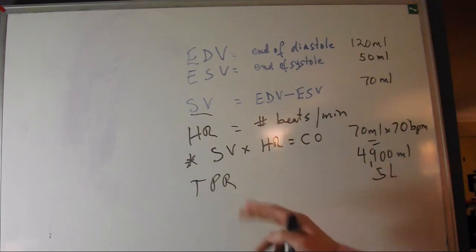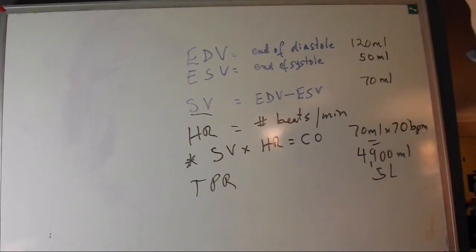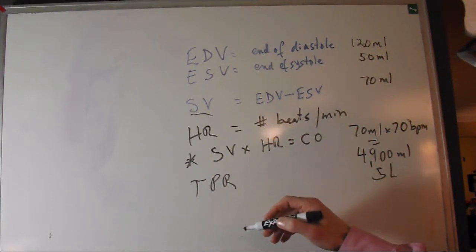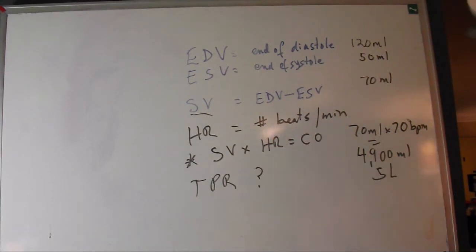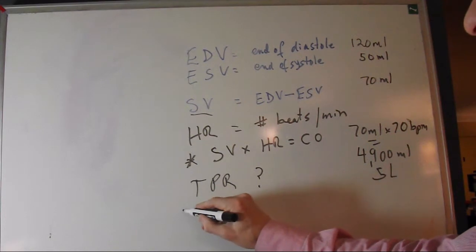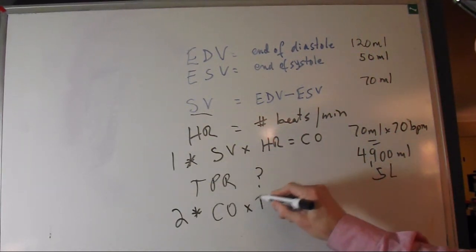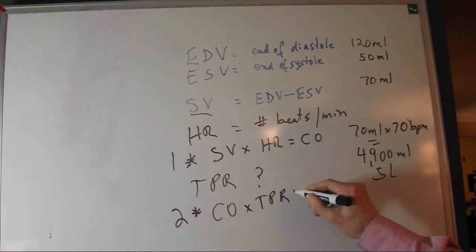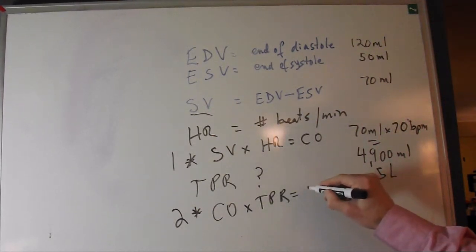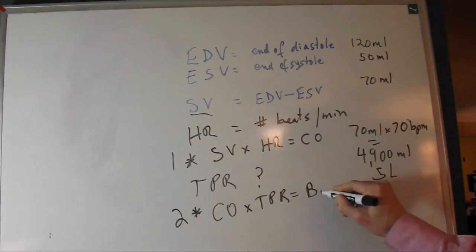Total peripheral resistance is the resistance offered to the flow of blood by all the vessels in the body. This cannot be measured. So we have the second important equation: cardiac output times the total peripheral resistance is the mean arterial blood pressure. Now, since we cannot measure total peripheral resistance, this brings us to Poiseuille's law.